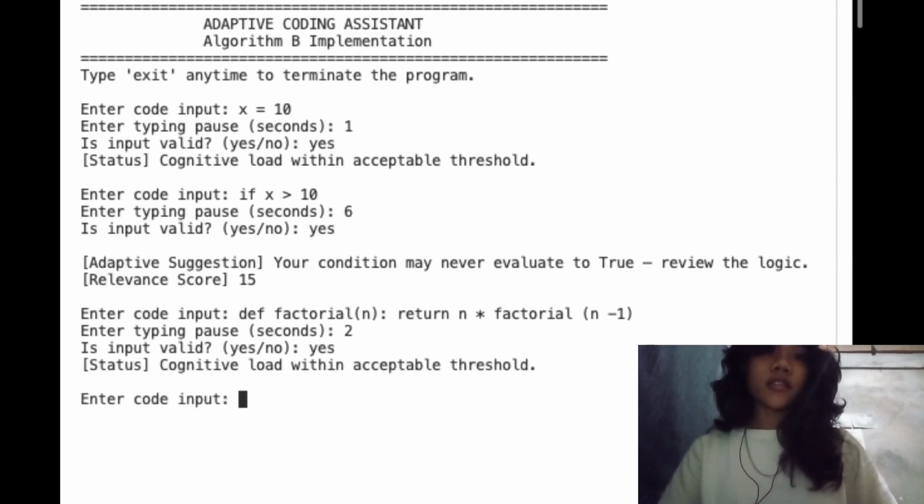The system will detect the keyword factorial and dynamically add a new recursion-specific suggestion to its internal pool. Finally, let's see what happens during a critical failure where the user is clearly stuck.